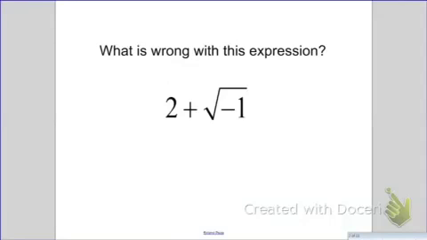What's wrong with this expression? I see a normal 2 plus a square root and then a negative 1. Hopefully you notice that square root negative 1 is impossible. It's not going to ever come out real. Usually what we'd want to see is square root 1, and that would equal 1. But this isn't what we see. We see a negative. The problem with this is that we don't have a way of really dealing with it. So really, this is what is wrong.